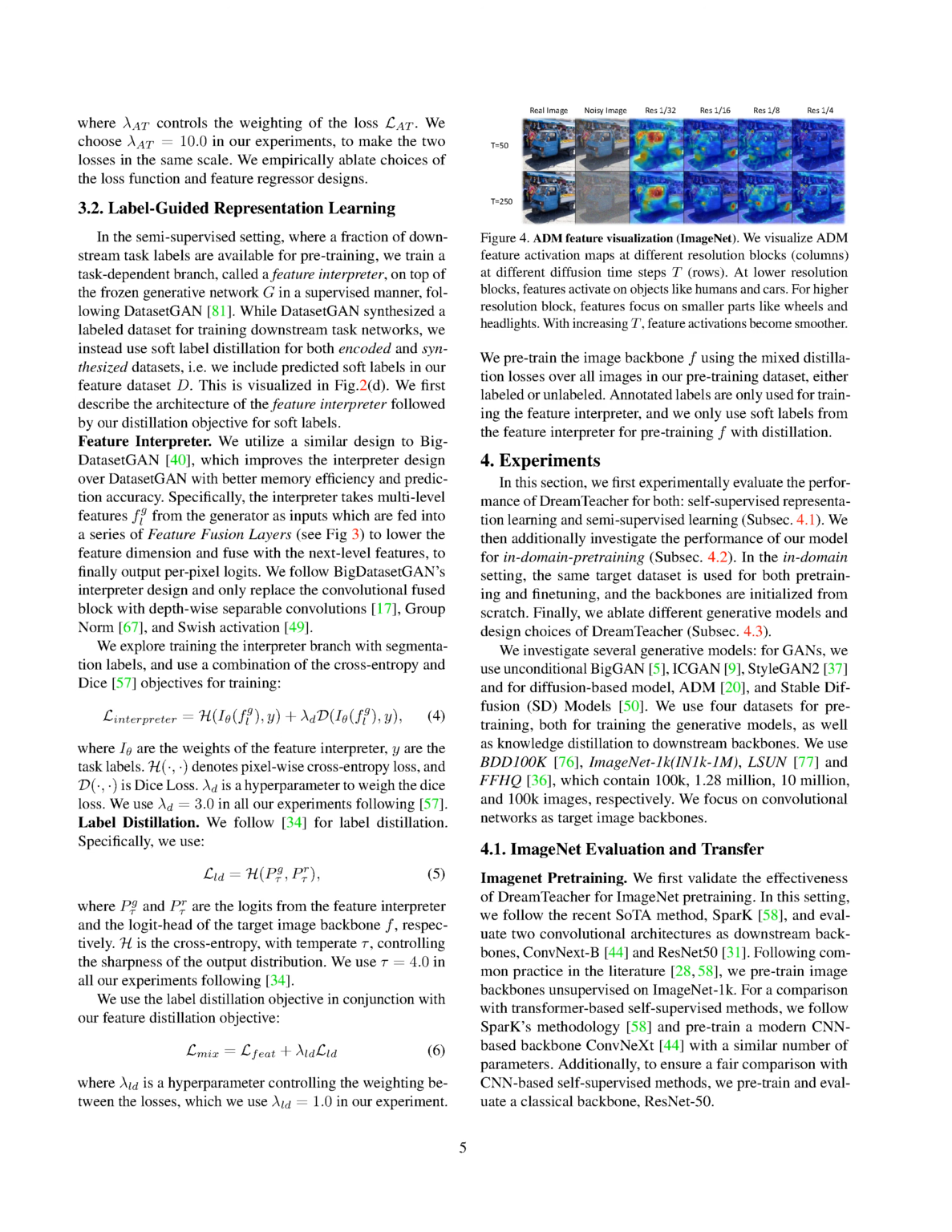We first validated the effectiveness of DreamTeacher for ImageNet pre-training. We followed the recent state-of-the-art method, Spark, and evaluated 2 convolutional architectures, ConvNextB and ResNet50. We pre-trained image backbones unsupervised on ImageNet-1K. For comparison with transformer-based self-supervised methods, we pre-trained a modern CNN-based backbone ConvNext with a similar number of parameters. We also pre-trained and evaluated a classical backbone, ResNet50, to ensure a fair comparison with CNN-based self-supervised methods.